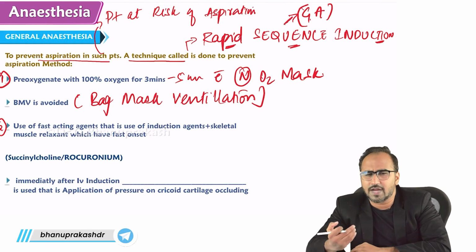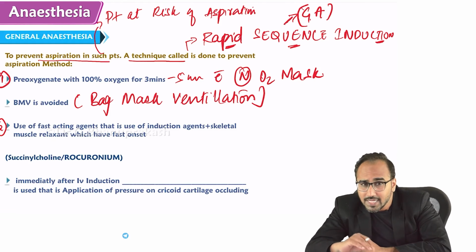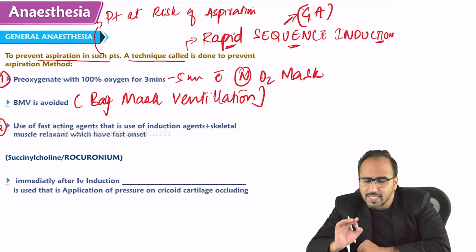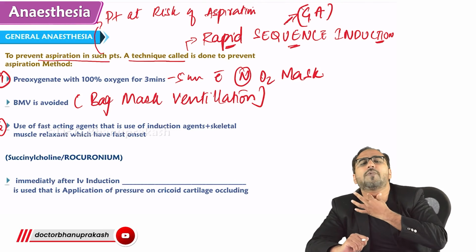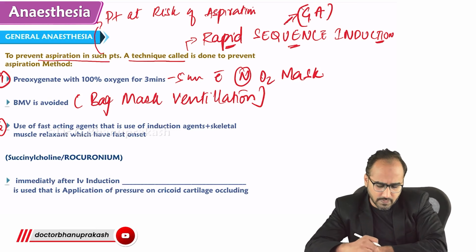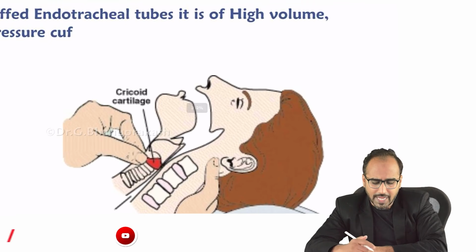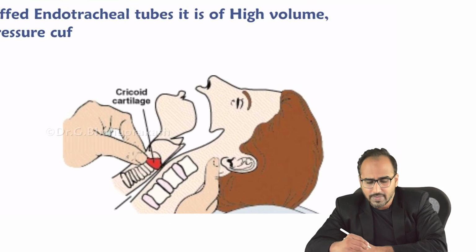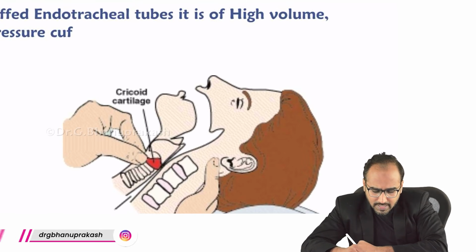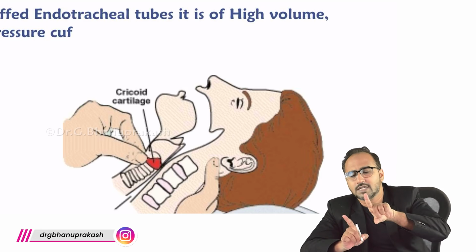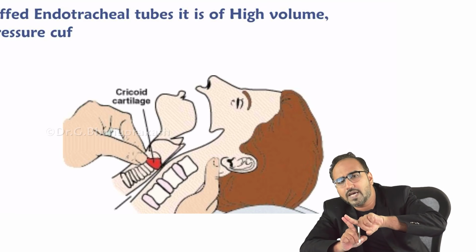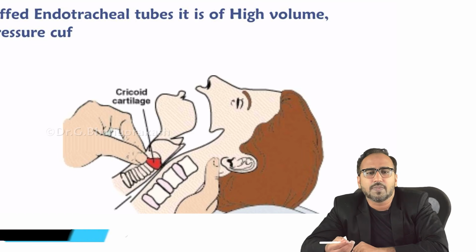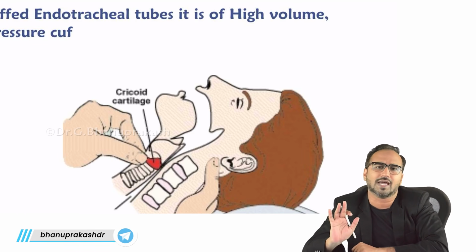In rapid sequence induction, after pre-oxygenation, you go for induction. But here in this induction, immediately after giving your IV induction agent, you tell your assistant to apply pressure on the cricoid cartilage. Just look over here, guys. Why? As he is applying the pressure on the cricoid cartilage, just beneath the cricoid cartilage is what? Esophagus. You tell your assistant to apply the pressure on the cricoid cartilage so that the upper end of the esophagus is closed and the patient won't regurgitate and won't aspirate.